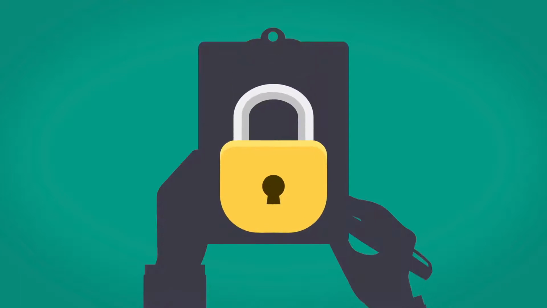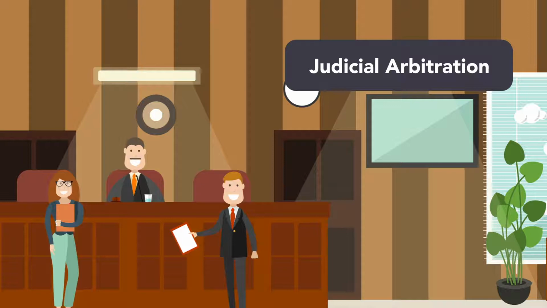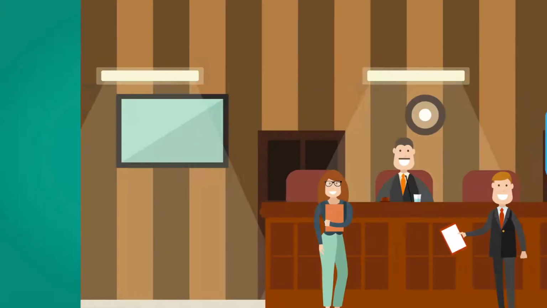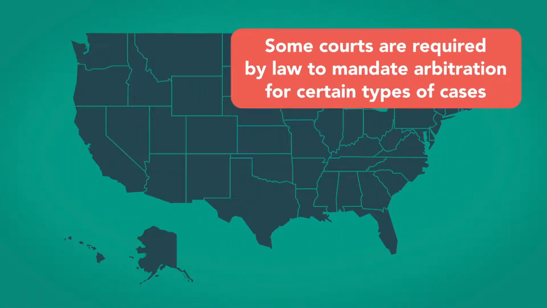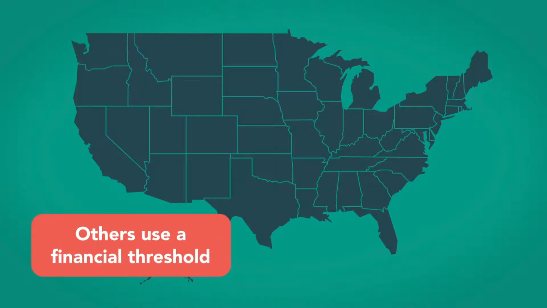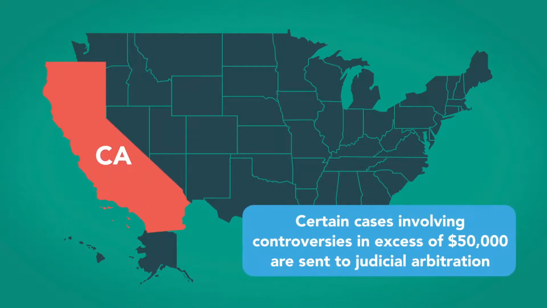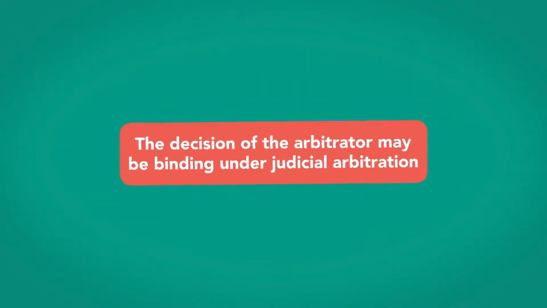Judicial arbitration occurs when the court diverts a case away from the traditional judicial process and mandates that the parties attempt resolution through arbitration. The circumstances that trigger judicial arbitration vary by jurisdiction. Some courts are required by law to mandate arbitration for certain types of cases, while others use a financial threshold. For example, in the Superior Courts of California, certain cases involving controversies in excess of $50,000 are sent to judicial arbitration. The decision of the arbiter may be binding under judicial arbitration, depending on the actions of the parties.